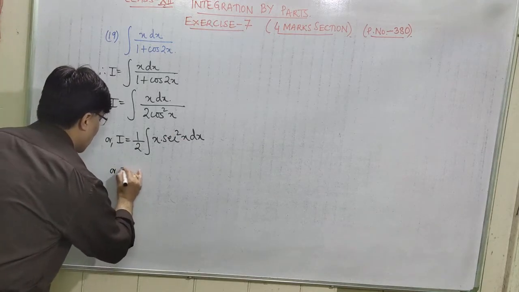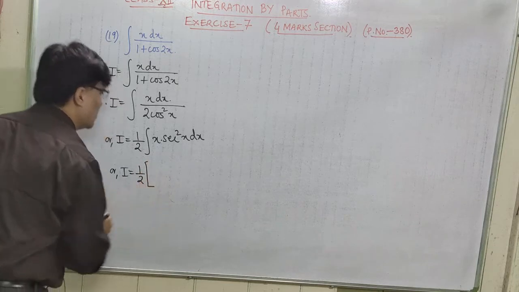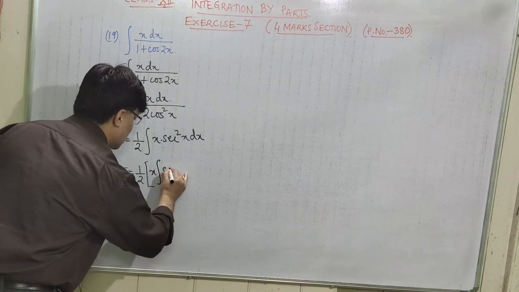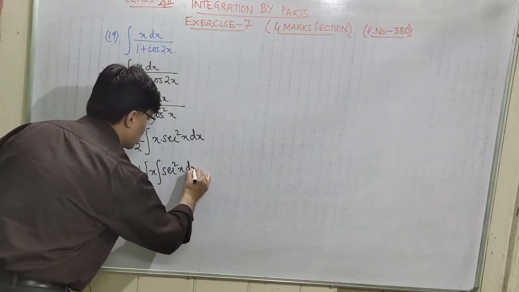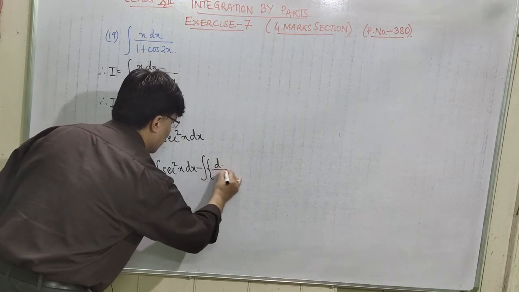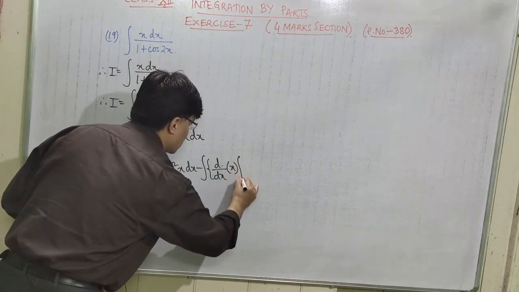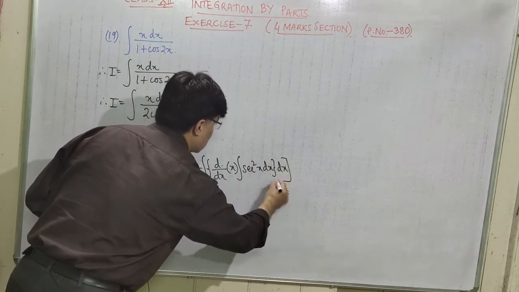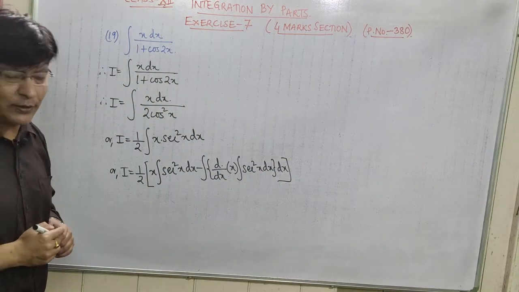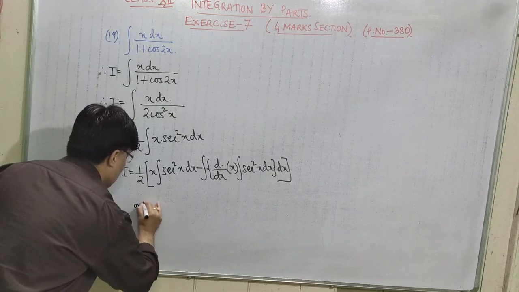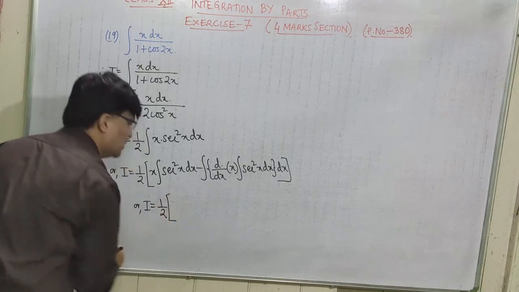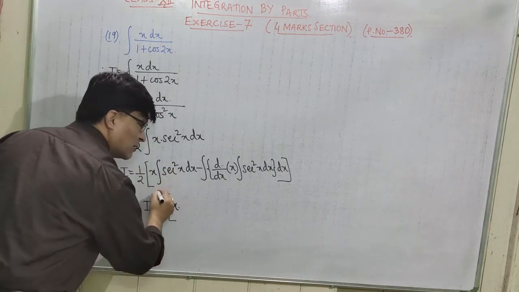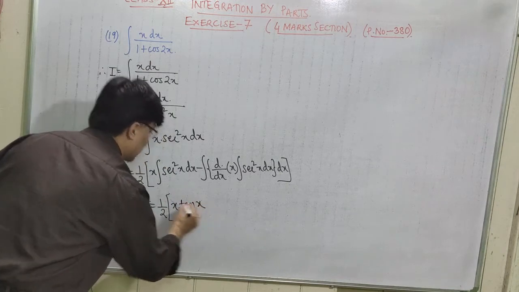So I is equal to half, let us write within third bracket, integration by parts. x is the first function, it is taken outside, integral sign, sec square x dx, minus integration of second bracket, dy dx of x, integration of sec square x dx, second bracket closed, dx, then third bracket is closed. Or I is equal to half within third bracket, what do we write? x into, what is integration of sec square x? That is your tan x, isn't it?